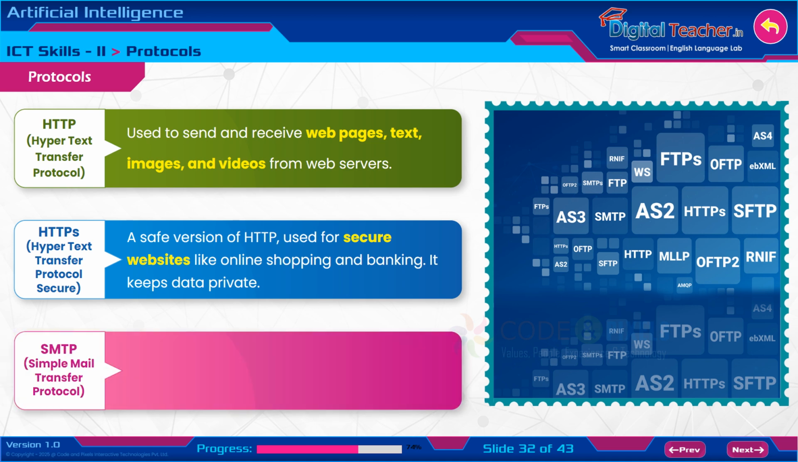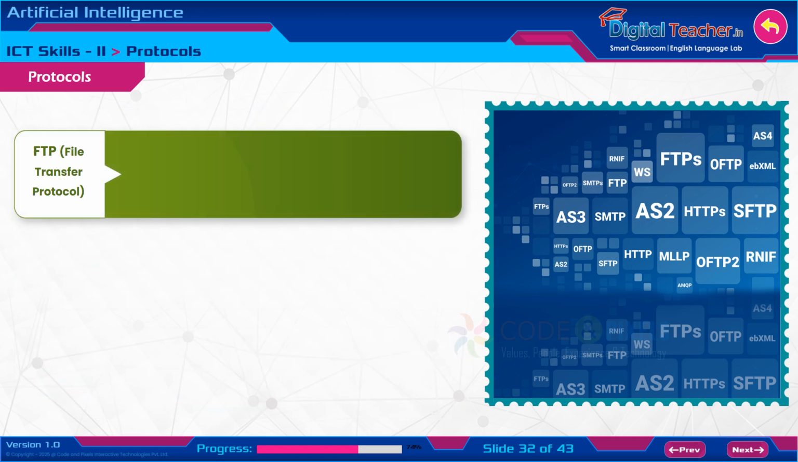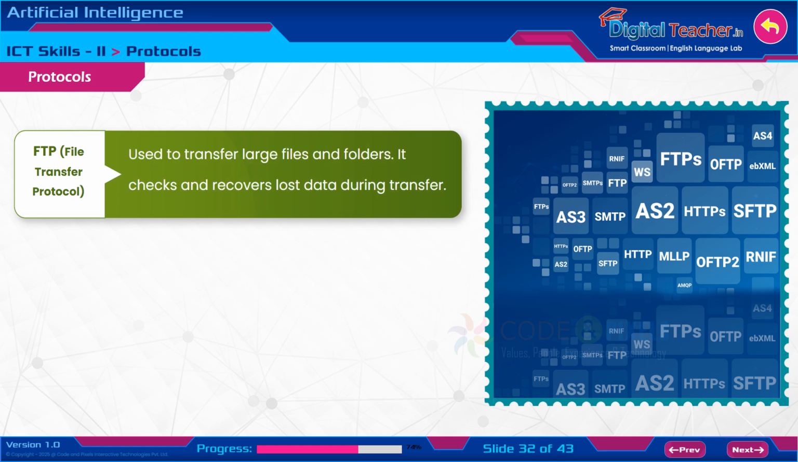Simple Mail Transfer Protocol. Used for sending emails over the Internet. File Transfer Protocol. Used to transfer large files and folders. It checks and recovers lost data during transfer.